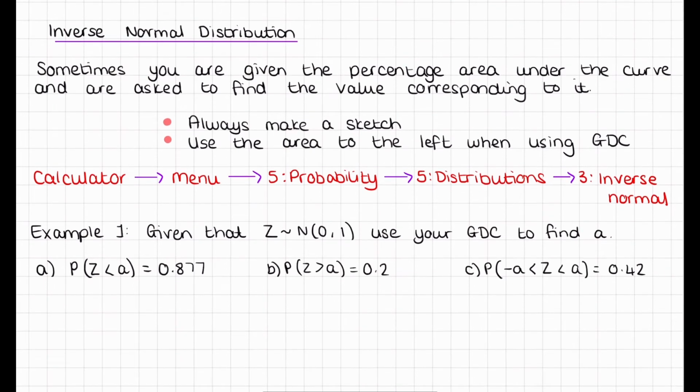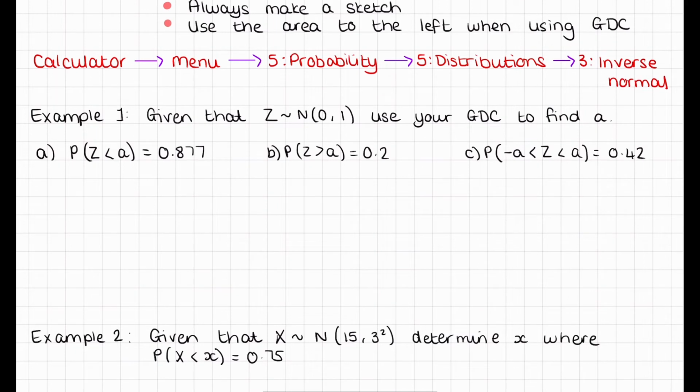Now, the inverse normal distribution on your calculators can be used when you are given the percentage area under the curve and we're asked to find the value corresponding to it. And once again, there's the information about the calculator, and it's always good to draw a sketch because we will have to use the area to the left of the value we're trying to find. So in this example, given that our normal distribution has a mean of 0 and a variance of 1, use your graphics calculator to find these.